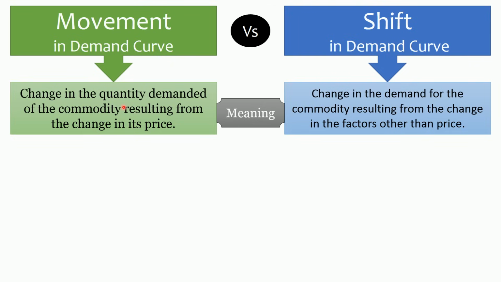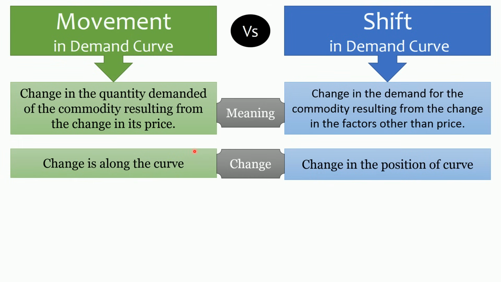So in case of movement in demand curve, it represents the changes in the price of the product itself. But in case of shift in demand curve, it represents the changes in buyer's demand for the product. Next, in case of movement in demand curve, the change is along the curve. That is, there is an upward or downward movement in the demand curve. But in case of shift in demand curve, there is a leftward or rightward shift in the demand curve, which causes the change in the position of the curve.